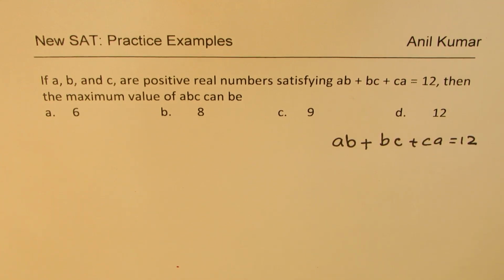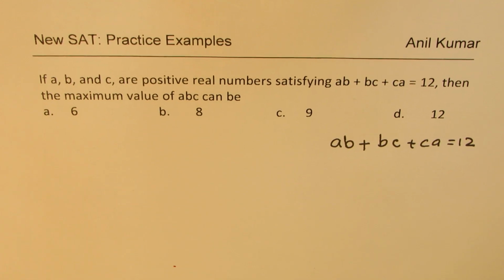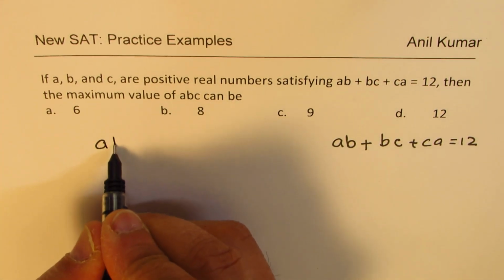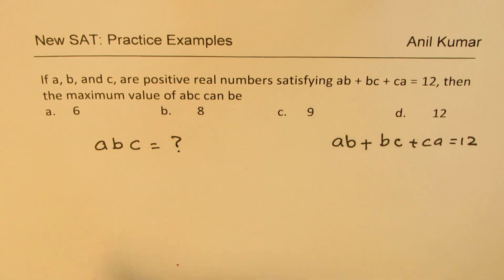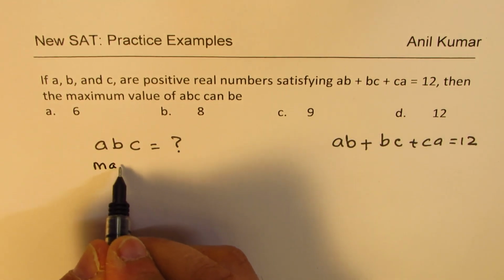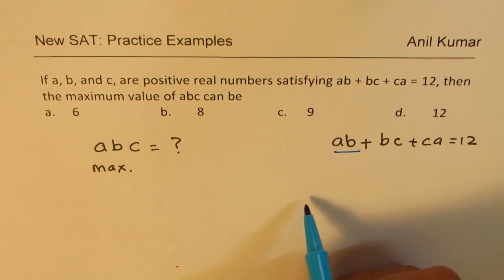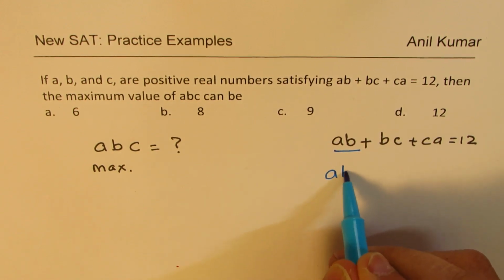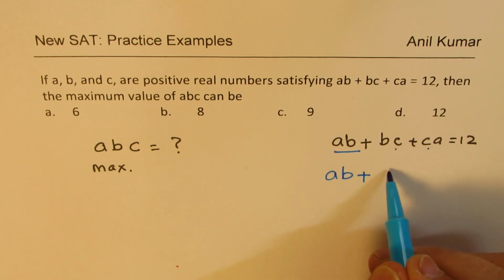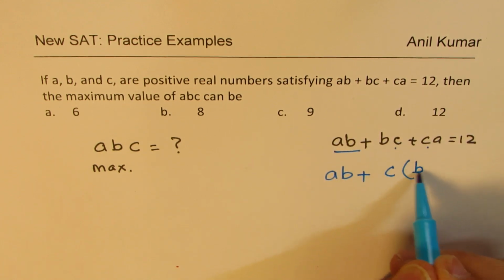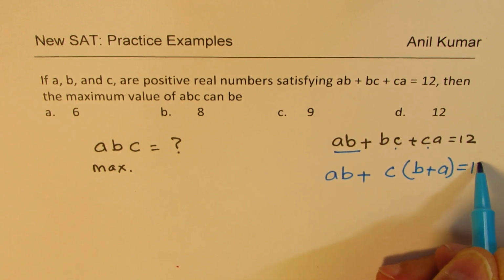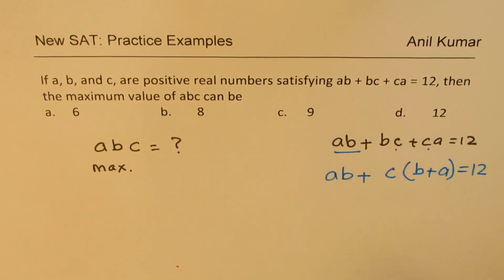Now one method is that we can guess and check. We need to find the product of ABC, and that too the maximum product. You could substitute some values and then figure it out. When you substitute, it is good to substitute two values. So we'll see AB, and here we can factor out C, and then we can write B plus A, equals 12. This is our thinking process, right? So that's how we are thinking.